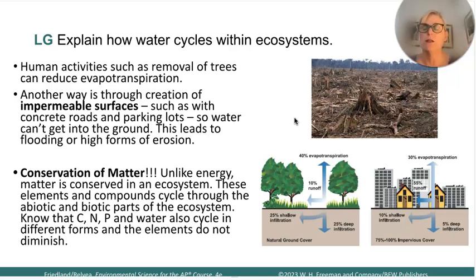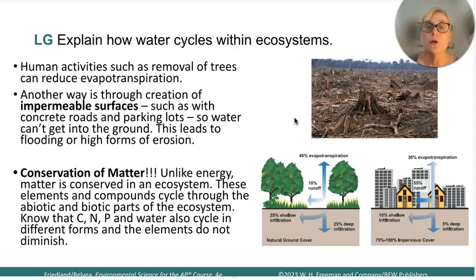It's concentrated. And then do understand that for all of our biogeochemical cycles, there is conservation of matter. So look at the bottom. Unlike energy, matter is conserved in an ecosystem. So we have our nitrogen cycle, we have our carbon cycle, our phosphorus cycle, our water cycle. All of that contains matter, doesn't go away. It's called conservation of matter. And they just get cycled in different places.